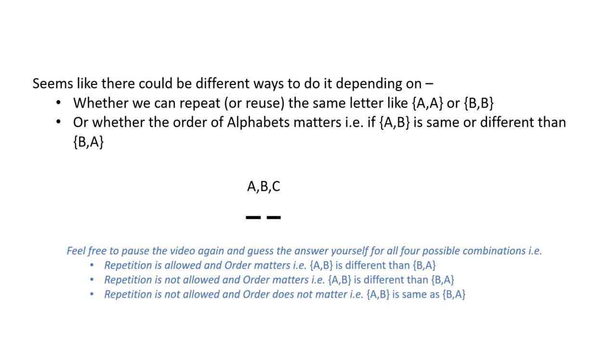The third one is repetition not allowed. You cannot use AA, BB, while this time order does not matter, which means AB and BA are the same, so you can choose any one of them. And the last one, repetition is allowed and order does not matter. So based on these two conditions, we can create four groups, and all these four groups have different formulas, which we will see in the upcoming section. So before you move forward, just take out your pen and paper and try to find the answers yourself.